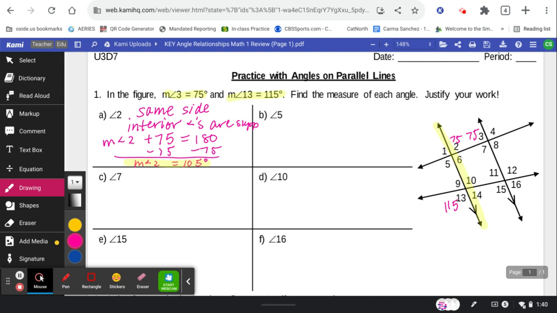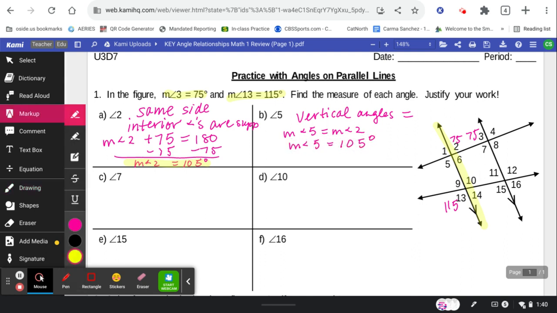Okay, measure of angle 5, do you see its relationship to angle 2, which we just found? Measure of angle 5 is vertical angle, and vertical angles are equal. So measure of angle 5 is equal to the measure of angle 2. So measure of angle 5 is equal to 105 degrees from our last example. Done.